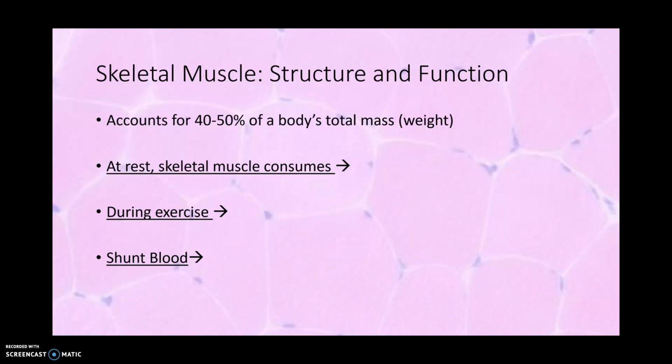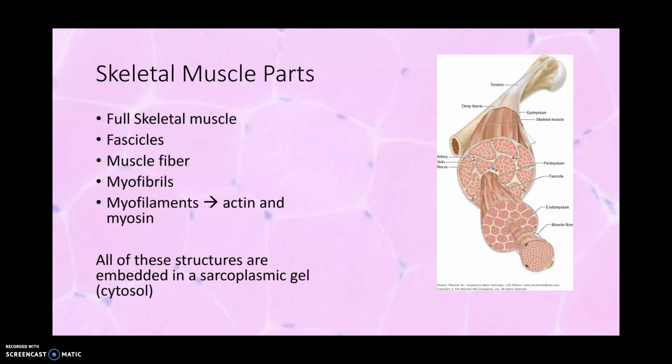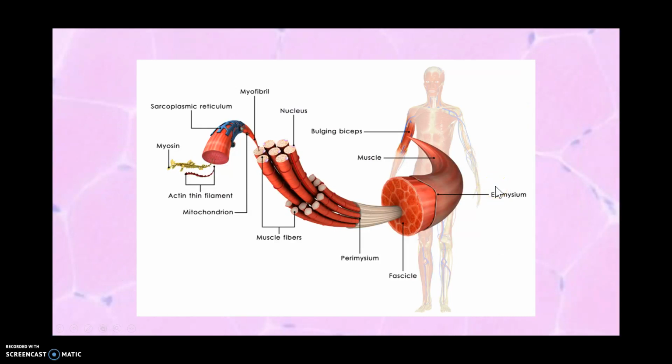So next, let's still continue with the structure of a muscle. So we have the full skeletal muscle, right? So let's talk about one full muscle would be right here. We have different fascicles. We have individual muscle fibers within those fascicles, and then we have myofibrils within those muscle fibers as well. We also have myofilaments, which are in those myofibrils, and those are actin and myosin, right? All of these structures are embedded in a sarcoplasmic gel, which is our cytosol, right?